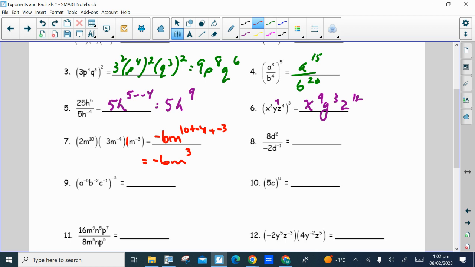Question 8. Do it in 2 steps. First, divide the coefficients. 8 divided by negative 2 is negative 4. What do we do to divide the d's, Brock? Yeah, you can. We're dividing powers with the same base. What do we do to the exponents?